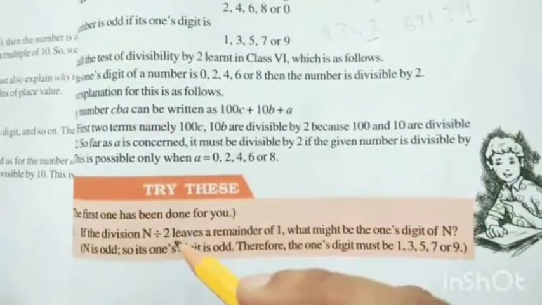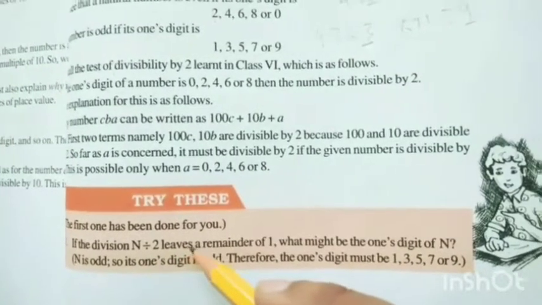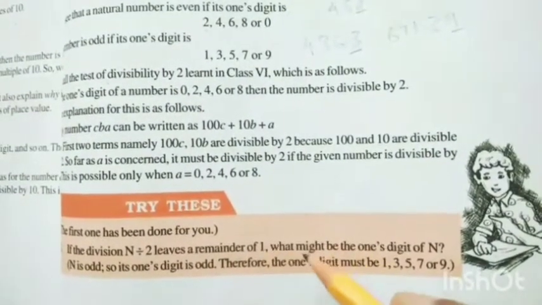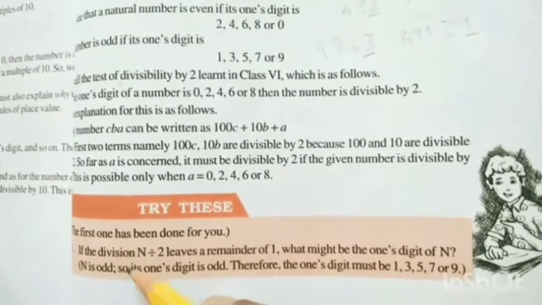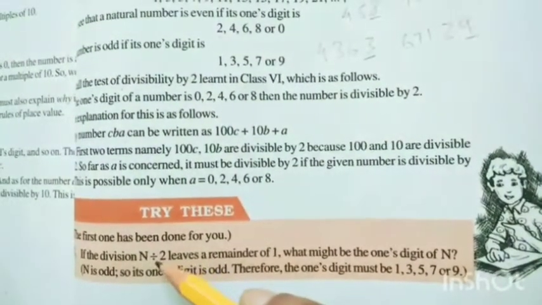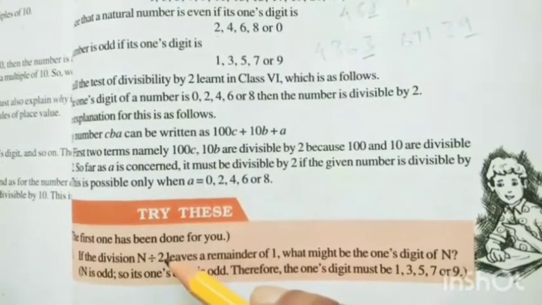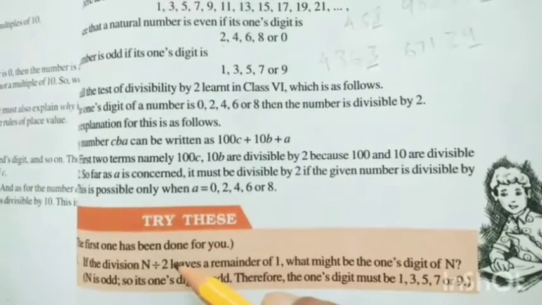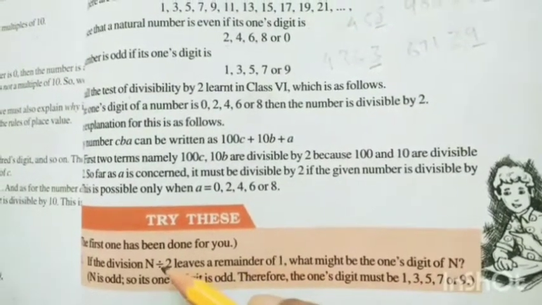Here this try this is dividing by 2. So what is the question? If the division n divided by 2 leaves a remainder 1, so now the remainder is 1. What might be the ones place digit of n? So here it is given n is odd. n should be odd because to divide completely by 2, the number should be what? An even number. Then only it will divide. But here it is not dividing. The remainder is 1. That means n will be an odd number.